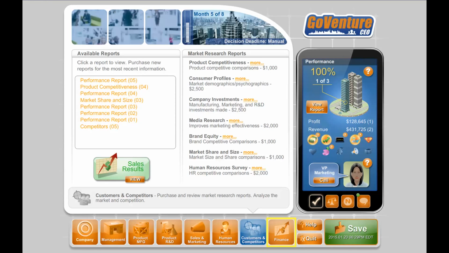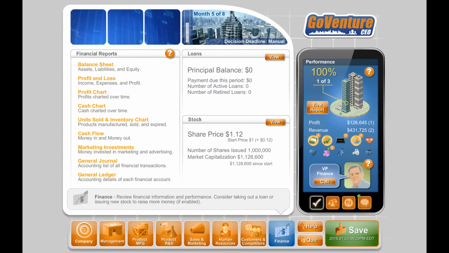And now, on to the Finance screen. The Finance section provides detailed financial information about your business. A number of reports are available and they are all free and always up to date. Reports include a balance sheet, income statement, cash flow, and more. Some or all of these reports may be available in your simulation. Your simulation may also include the option to raise more money by applying for a loan or selling shares in your business. Raising money increases your budget, allowing you to invest more money in growing your business.